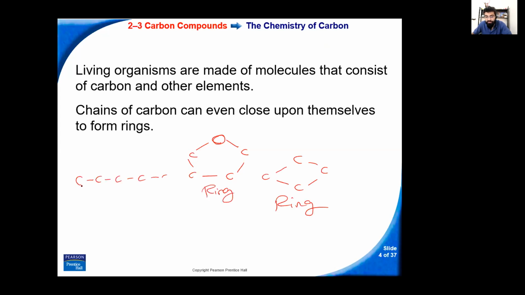If the carbons are in a linear shape, this is called a chain. While if they close upon themselves like this, this is called a ring. So carbon has good features. It can make a chain of carbon bonds and can form rings when it closes upon itself. Is it easy? If you have a question about this point, raise your hand quickly. If no question, let's go to the next step.